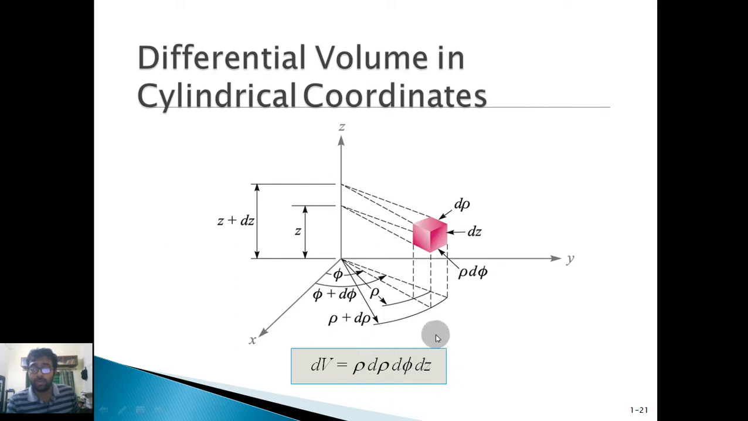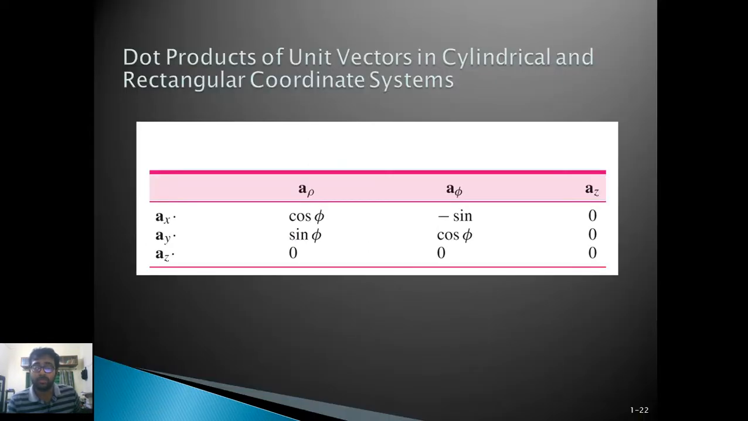Now if we multiply all three, we will get the infinitesimal small volume of this specific cube, which is situated in the circular cylindrical coordinate system. Let's go to the next slide.